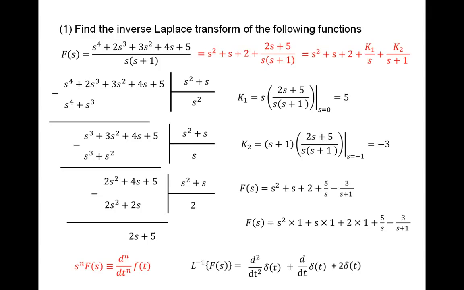The Laplace inverse of 5 over s: 1 over s corresponds to the unit step function, so since we have 5 in the numerator, we will have 5 times the unit step function. For the minus 3 over s plus 1, we have minus 3 e to the minus t. So the final Laplace inverse of function F of s is in this shape. The most important point for this problem is to know that s to the n times F of s in the Laplace domain is equivalent to nth order differentiation of f of t in the time domain.